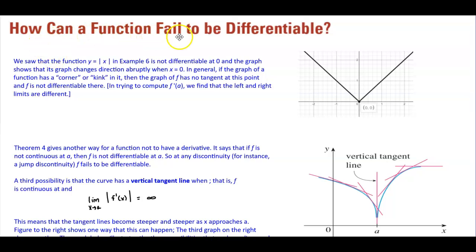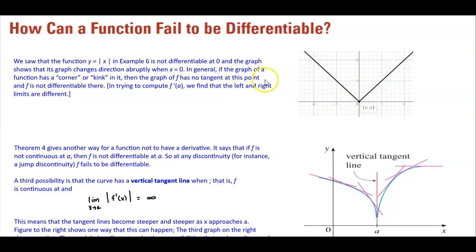So how can a function fail to be differentiable? Now we saw that the function y equals the absolute value of x in example 6 is not differentiable at 0, and the graph shows that its graph changes direction abruptly when x is equal to 0. Here is that graph. So you can see here that it abruptly changes.